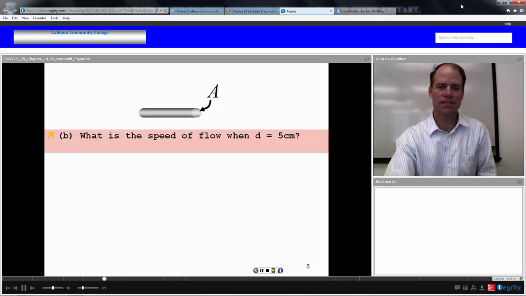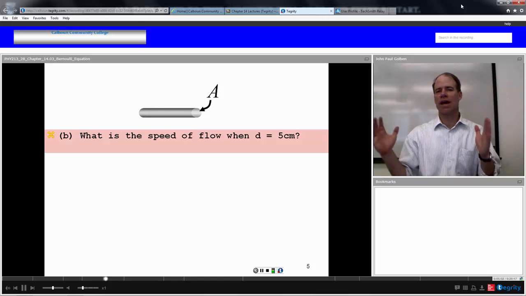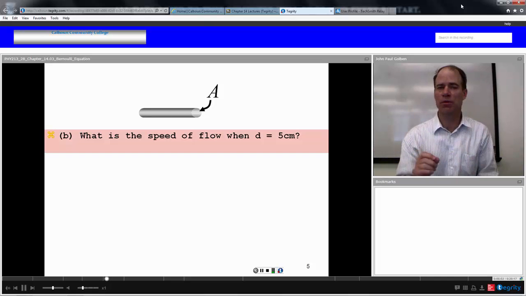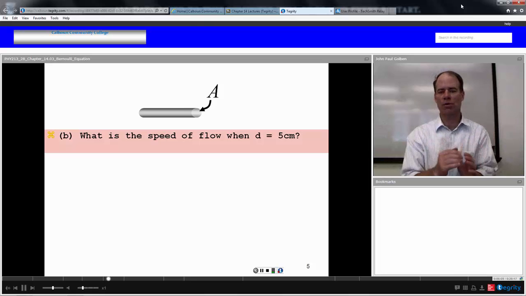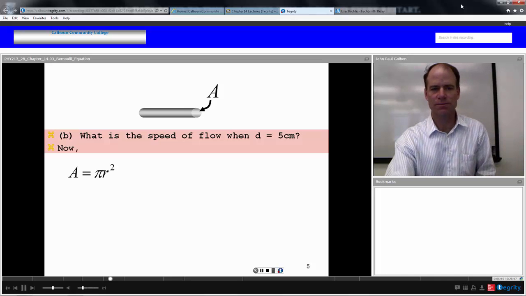What is the velocity when the diameter is 5 centimeters, half as much? Well, if the diameter is half as much, the radius will be half as much, and the area will be 1/4 as much. Now, since the area times the velocity is a constant, if we reduce the area to 1/4 as much, the velocity should compensate and be 4 times as much. Let's see how that works.